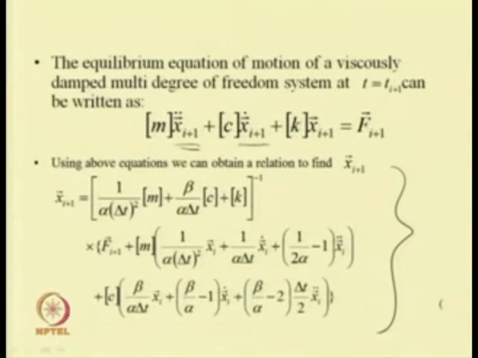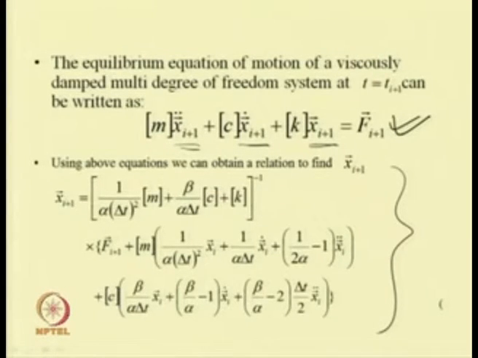So, this is x velocity at i plus 1, this is the displacement at x i plus 1. So, if x i plus 1 is the equilibrium position, it will satisfy this equation. So, one can obtain this x i plus 1 from this expression.